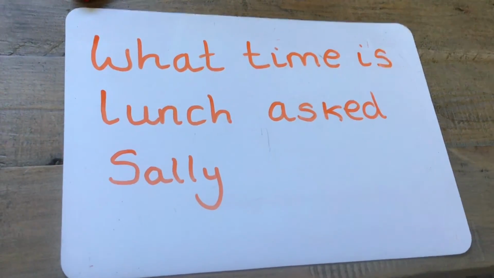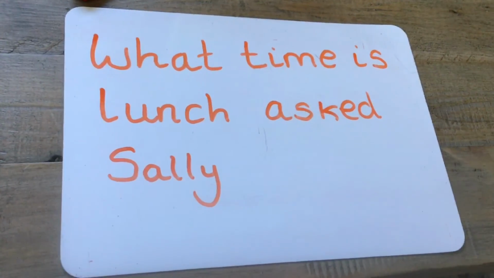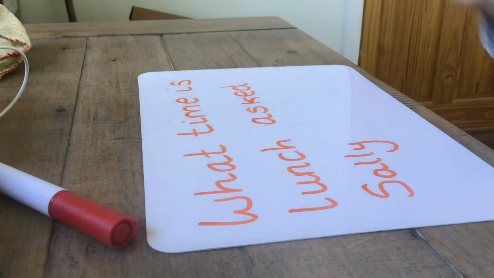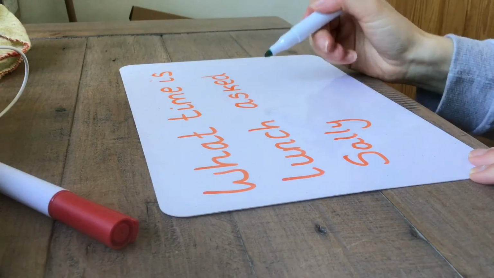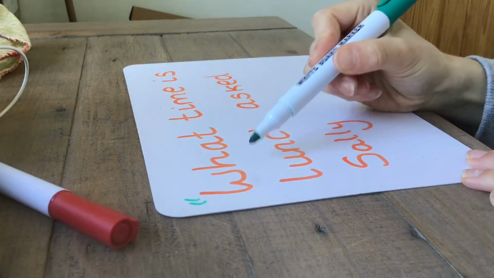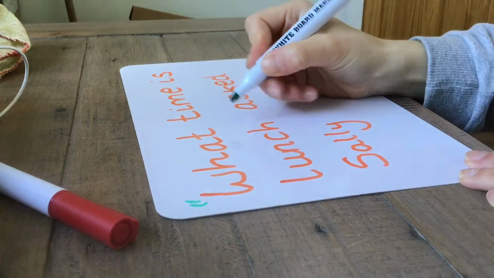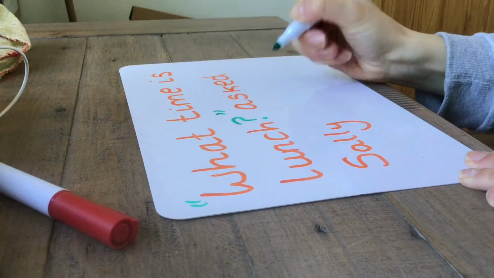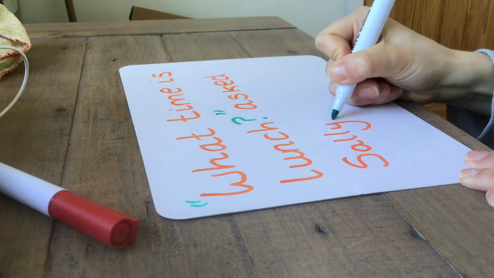What are we going to need in this sentence? Pause this video now and work it out. So, what time is lunch? That's the part that's been spoken. Now that is a question, and we know that because it starts with what. What time is lunch? Question mark. Close speech marks, asked Sally, full stop.